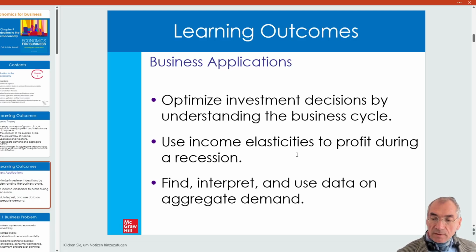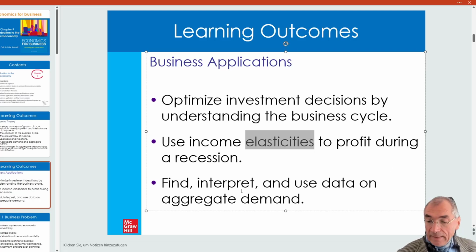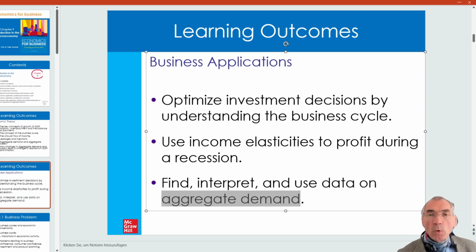Use income elasticities. Here they are again. We loved elasticities already in microeconomics, and also here we at least are going to recall elasticities, especially the elasticity of income. And we are going to deal with data. It says here, find, interpret, and use data on aggregate demand. Aggregate demand is the concept of all the demand that takes place on a macroeconomic level by us, the consumers, but also by the firms, also by the government, and also by other countries. Everything that is demanded on a macro level is called aggregate demand.